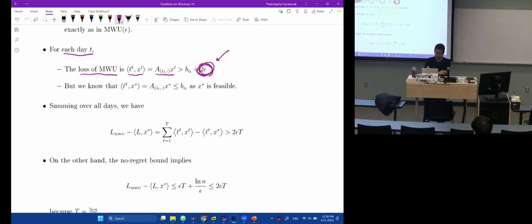But also, what do we know? We also know that actually there is the x star, a feasible solution, such that when you multiply it by the loss vector, this is just exactly the i_t-th row times x star. But x star is feasible, so this must be less than b_i_t.